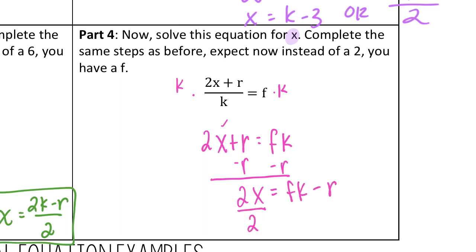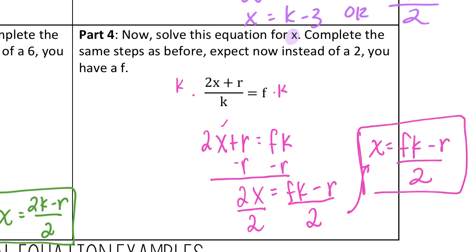In our final step, we would divide all of that right side by 2. So we get our final answer: x equals (k minus r) divided by 2. That is solving a literal equation.